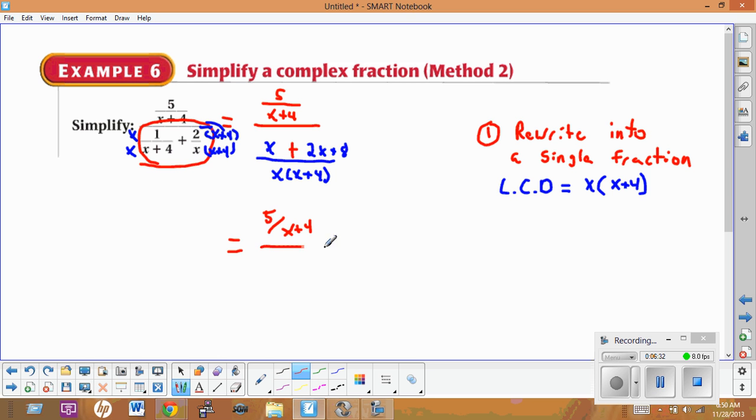So step 1 was simply rewriting each to a single fraction. So numerator is 5 divided by x plus 4. Denominator will be x plus 2x, or 3x plus 8, all over. Now I'm going to leave this unfactored, x times x plus 4, because it's going to help us later on in the problem. Alright, step 1 is done. Single fraction, single fraction. Step 2, simply divide.